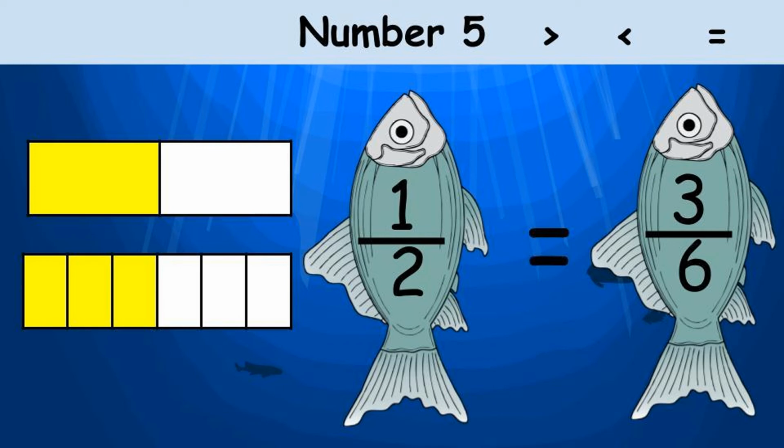Yay, we caught the right answer. It's a keeper. 1/2 is equal to 3/6. If you look at the top rectangle, half of the rectangle is colored in yellow. And if you look at the bottom one, 3 is colored in on the left and 3 is colored in on the right. That means half of that rectangle is also colored in. So 1/2 is equal to 3/6.